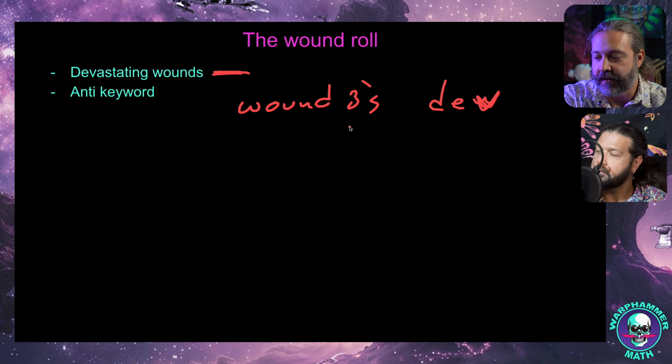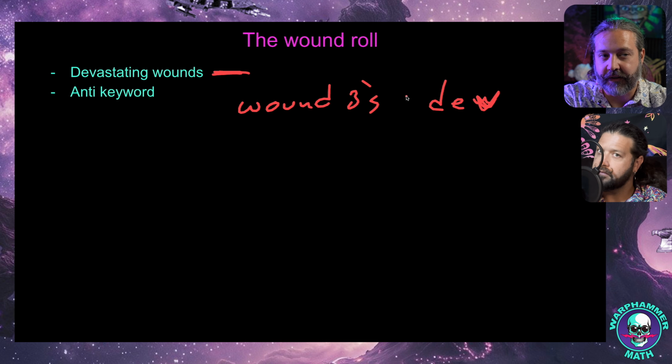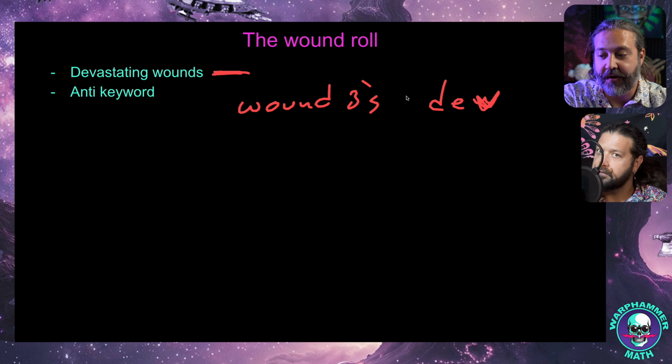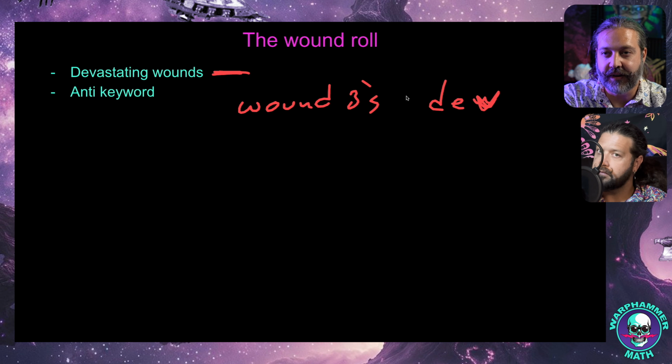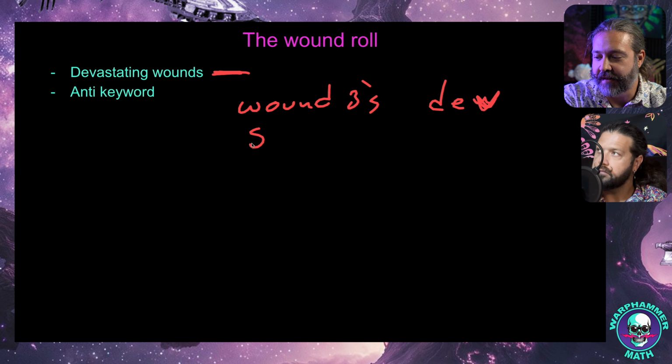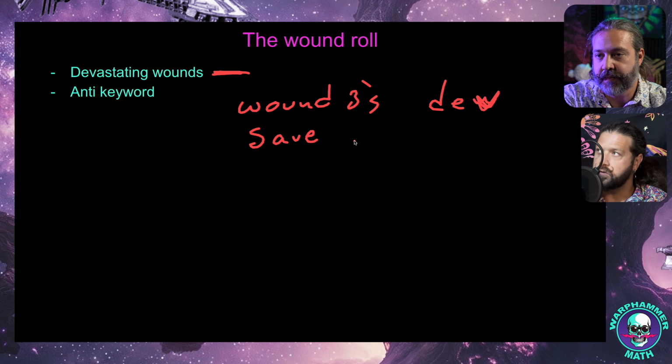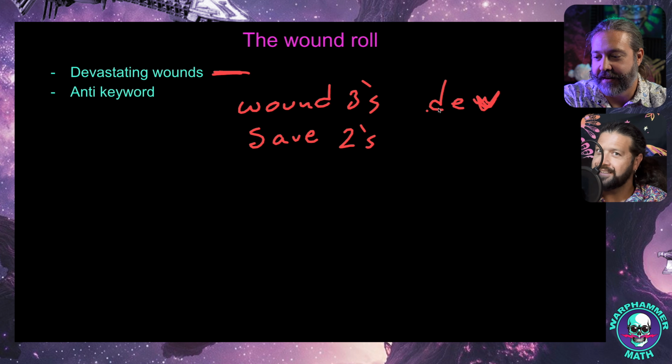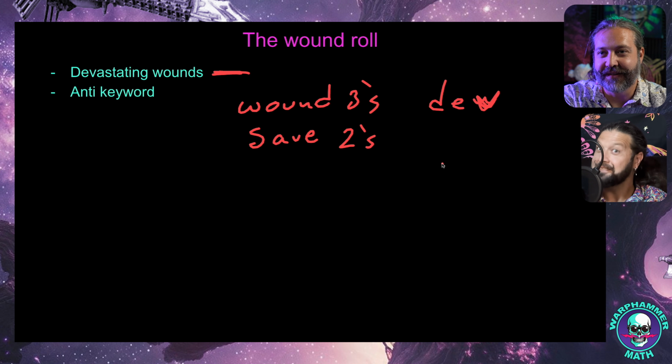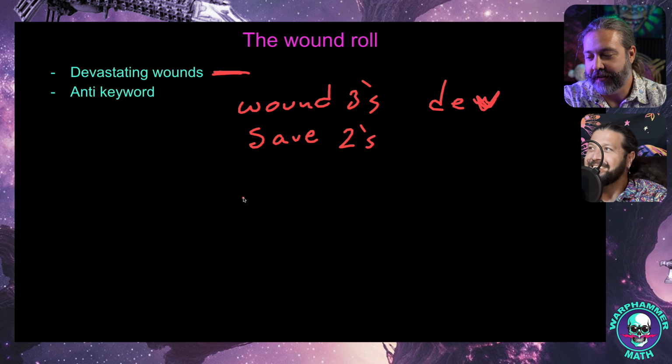Well, in order to calculate this, we also care about the save roll, because the save roll is going to impact how valuable this devastating wound is, right? What do you want something to save on for our example? 2s. All right. Actually, that makes a lot of sense, because then you're really going to want your devastating wounds. All right, so here's how we deal with this.